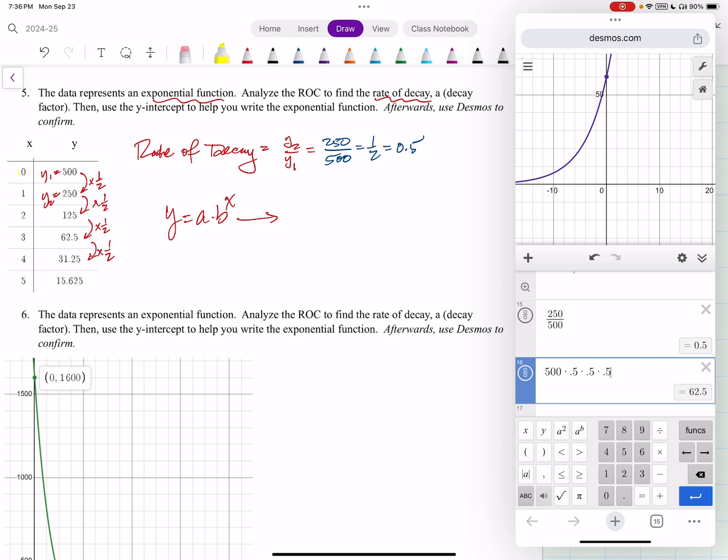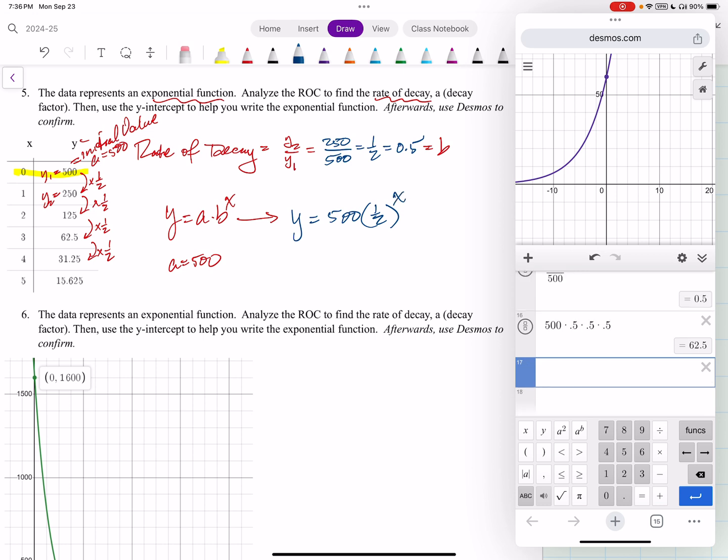My initial value is given to me because when x is 0, you get your initial value. So a is 500. That's my initial value. I know my rate b is 0.5. So my function looks like 500 times 1/2, or 0.5, to the power of x. There you go. And if you want to check it, no problem.